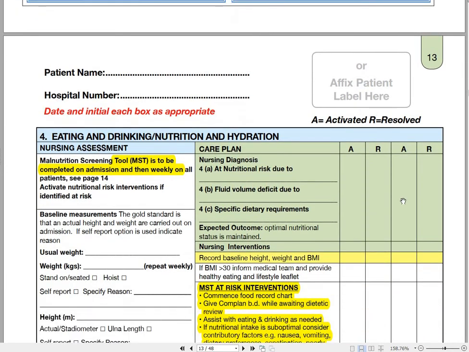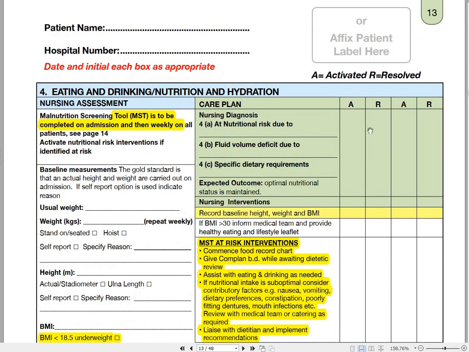So on to our assessment. This is on page 13. So the first part of this assessment, it tells you here, malnutrition screening tool MST is to be completed on admission and then weekly on all patients. See page 14. So I'm just going to skip down to the next page on page 14 to show you the MST.